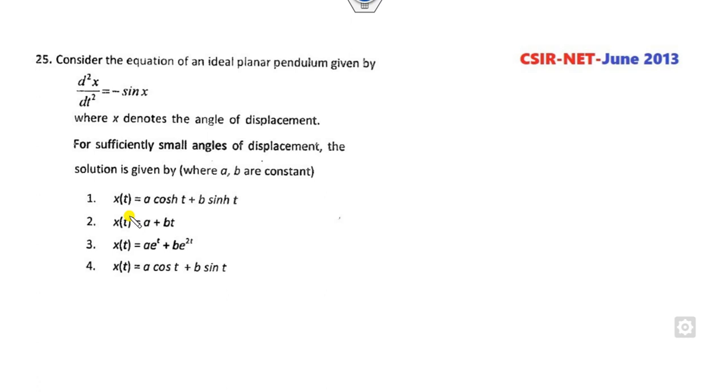Okay, look at the next one. A differential equation is given to you and you have to find the solution for a sufficiently small angle. Whenever there is a small angle, sine of x is approximately equal to x. So this equation becomes x double dash equals minus x. Now look at the options: you can see x double dash is minus x, so this option is clearly cancelled because the second derivative will be 0, which is not equal to minus x.